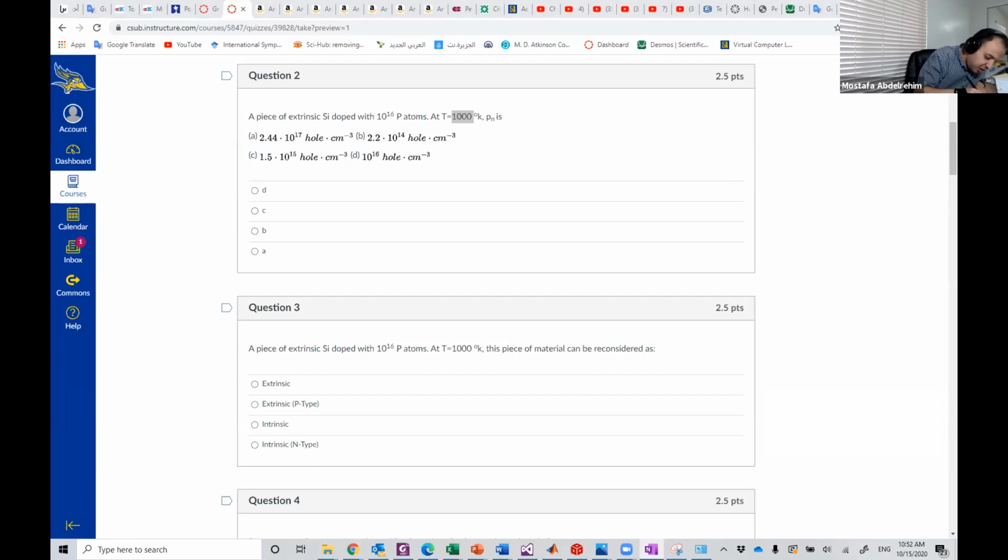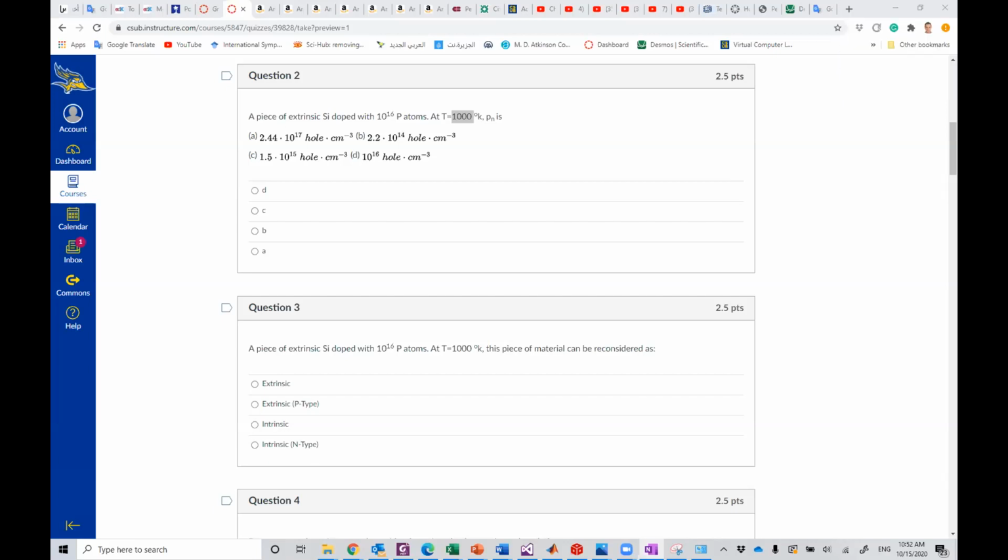So T is equal to 1000 Kelvin. Okay? 1000 Kelvin. So Ni will change, and you have the formula for Ni. It's 5.2 10 to the power 15 T to the power 3 over 2.